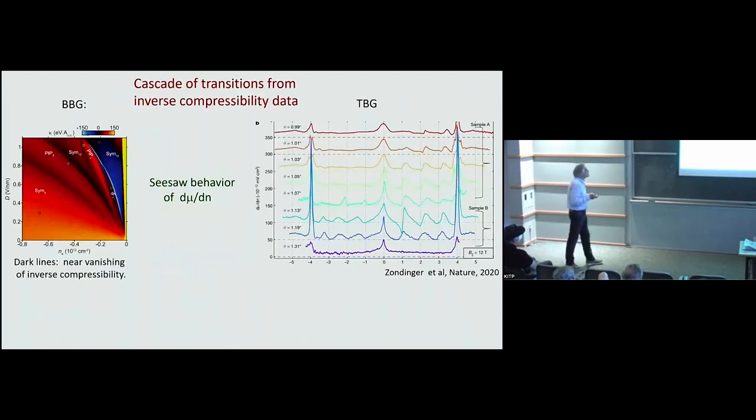And a final thought, I'm almost done. In this set of data, I mentioned that the color coding is inverse compressibility, and there are lines where inverse compressibility is 0, meaning compressibility tends to infinity. And the same was seen by the Ilani group at Weizmann. I guess Yuval Oreg is a collaborator on that paper. And it's again a set of sawtooth behavior of dmu over dn, which obviously indicates a number of phase transitions.